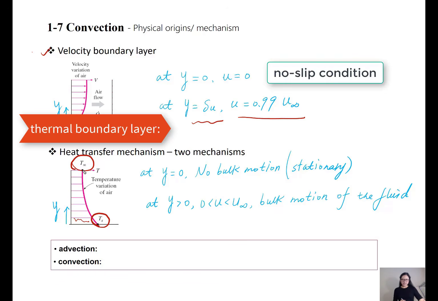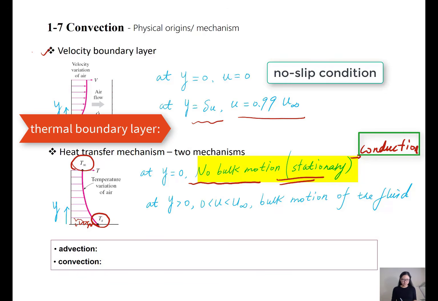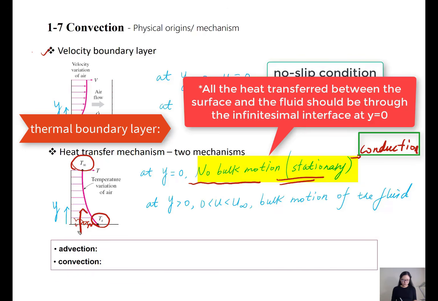So now let's look at the mechanism of convection. At y is 0, since u is 0 due to non-slip condition, there's no bulk motion at the surface. We can treat fluid there as stationary. We know heat transfer in a stationary medium is conduction. Actually, all the heat transferred between the surface and the fluid should be through this infinitesimal interface at y is 0.